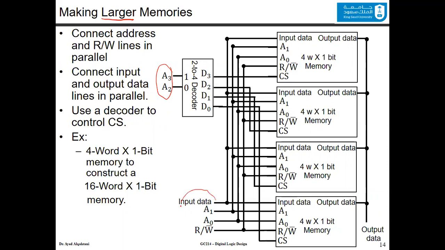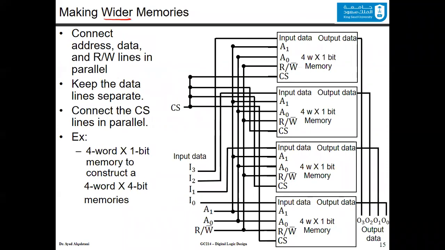The other lines, even some part of the address lines, are connected to all memories. But the most significant bits are the ones that are used with the chip select. So, in short, we connect the address and the read-write lines in parallel. We connect the input and the output data lines also in parallel, and we use a decoder to control the chip select with the most significant address lines.